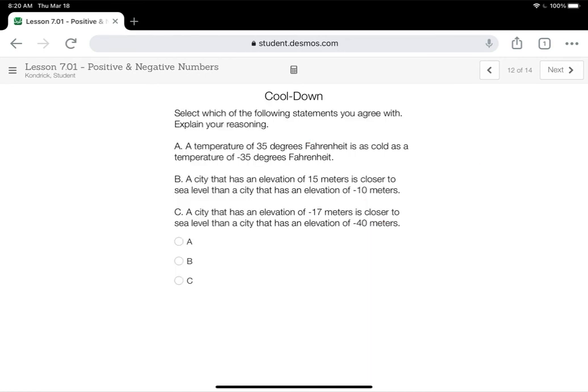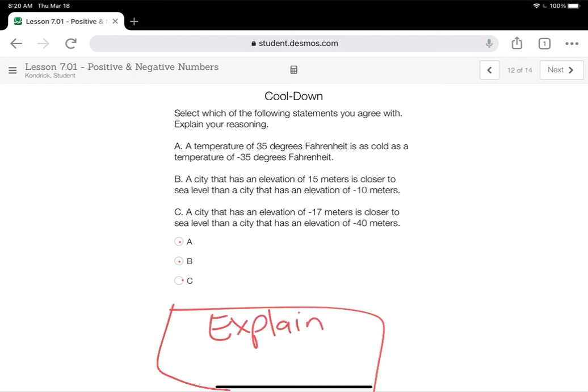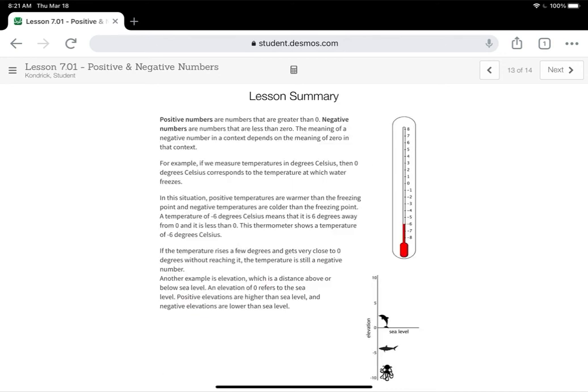All right, you guys, for your cool down, I want you to pick which of these statements you agree with and explain your reasoning. So pick A, B, or C, and then a box is going to come up that says explain. I'm actually not going to give you the answer to this. This is the way for me as your teacher to see what you really understood about today's lesson and how you are able to explain it to me.